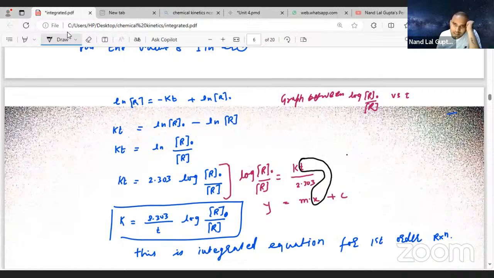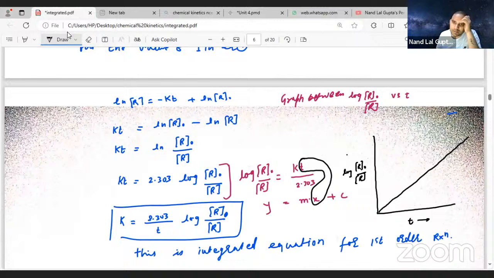So will the slope be positive or negative? Slope will be positive, sir. So this is log r naught upon r, and here is time t. Slope is positive. There is no intercept, which means it starts from zero. So slope is equal to k upon 2.303.